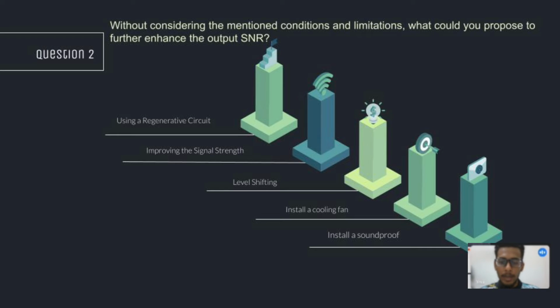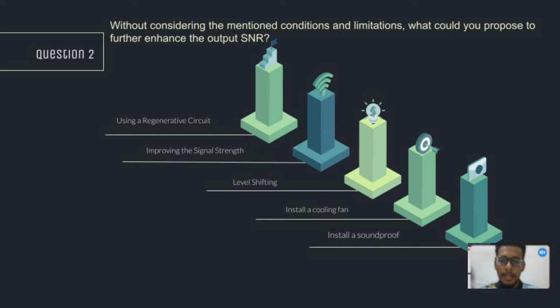So the third point is level shifting. Another excellent way to improve SNR is the level shifting method. To shift the signal to another frequency band, this method uses a local oscillator and frequency mixer. This includes mixing the frequency of the original signal with the frequency of the local oscillator to create a signal that falls within this frequency range.